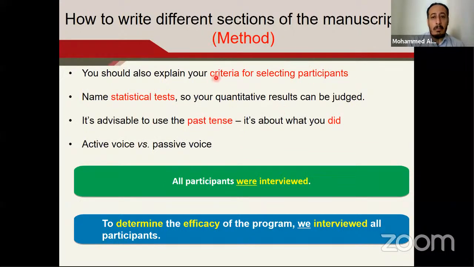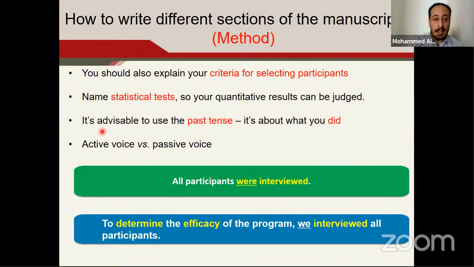Okay, so of course, also in the methodology, if it's on humans, you should explain the criteria for selecting your participants. Name the statistical methodology; it should end with statistical analysis. So what are the tools? Is it parametric, non-parametric? What's the p-value, the average, all those things. Usually what tense do we use for writing methodology? Past tense, because remember, it's what you have done.